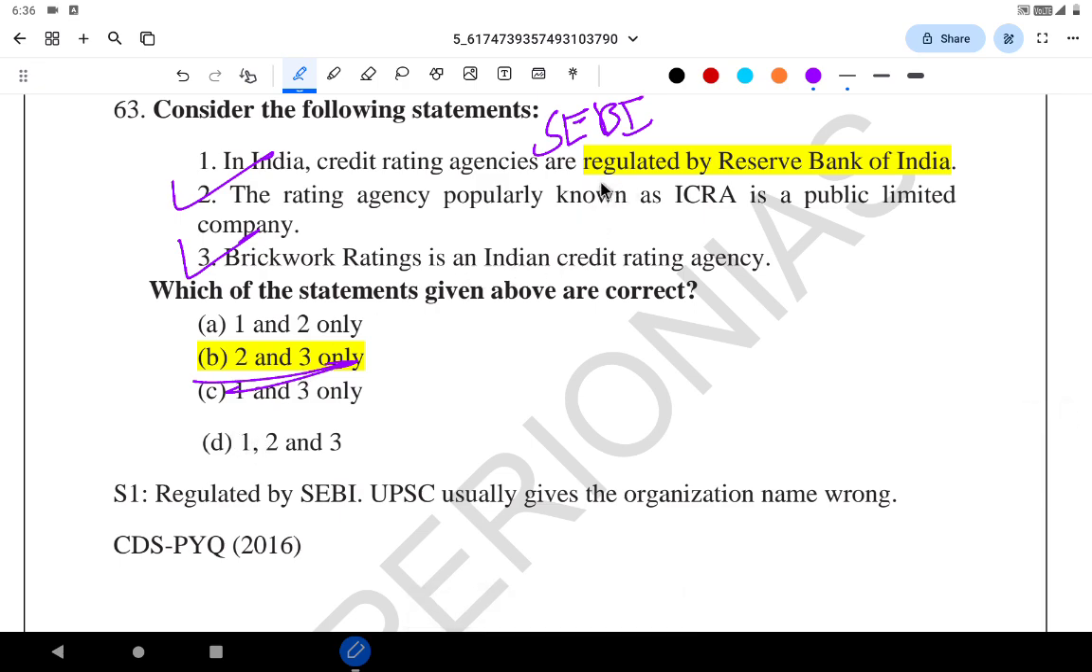See, normally it is seen that whenever UPSC gives the parent organization of anything, they give it wrong. I'm not saying every time it will be wrong, but whenever they give this parent organization, please be wary of it and verify it once or twice before marking that particular answer. The question related to the credit rating agencies was asked in 2016 in the CDS.